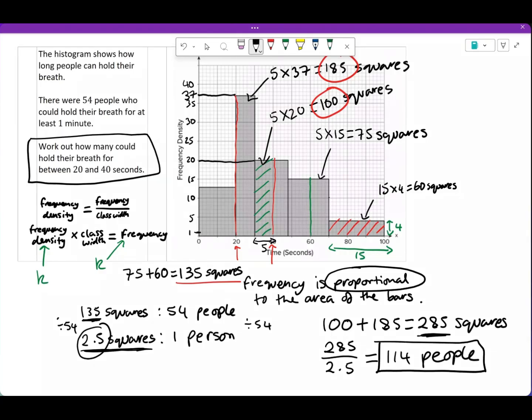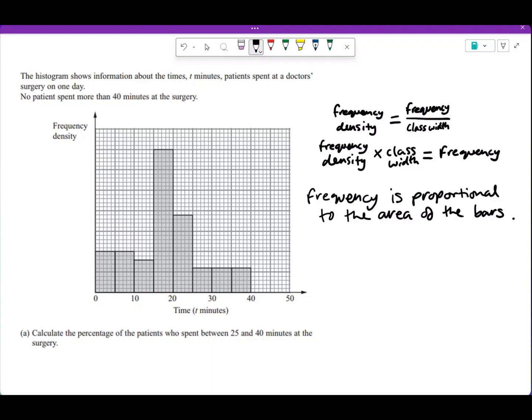Let's look at another question where we're going to have to make use of this key fact that the frequency is proportional to the area. So here's our next question. It says the histogram shows information about the times in minutes that patients spent at a doctor's surgery on one day. And it says no patient spent more than 40 minutes at the surgery. Why is that significant? Well, if we look at the histogram, our final bar ends at 40. So that's them essentially telling you that you've got the complete histogram.